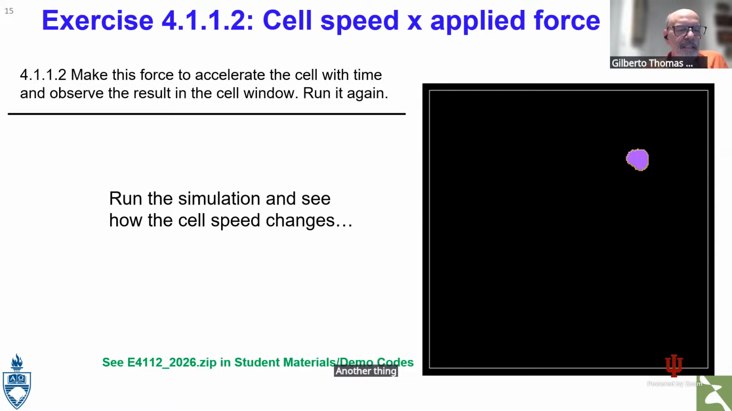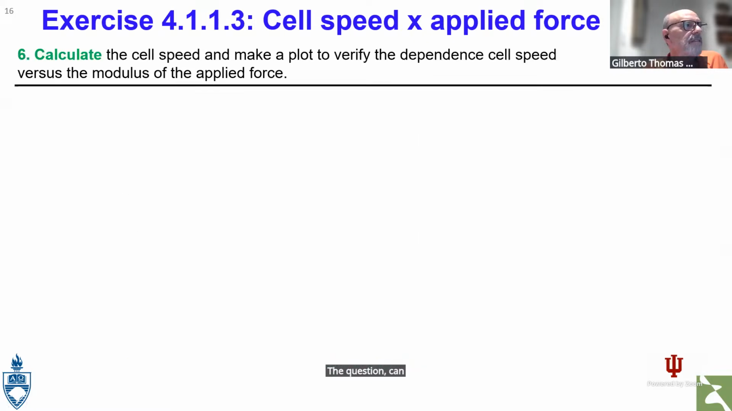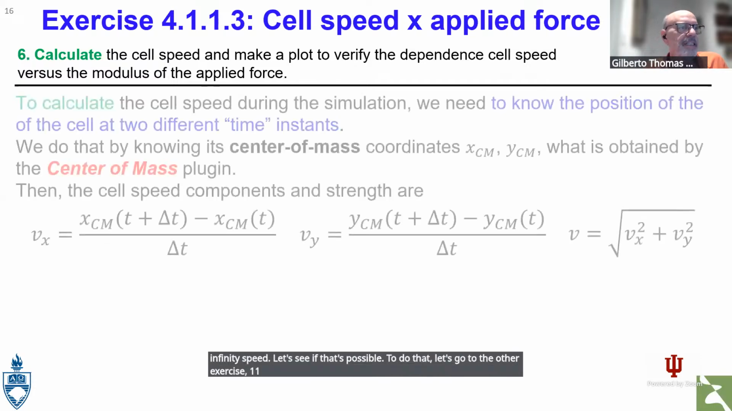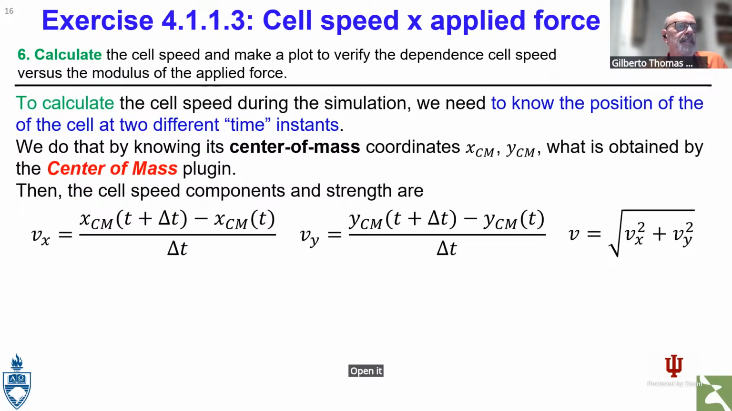Another thing. The question, can the cell accelerate forever? Let's see. Because of the way the code is written, it's always increasing the lambda vec, so we would expect the cell to reach infinite speed. Let's see if that's possible. To do that, let's go to the other exercise, 4113. Open it, and let's look at that.